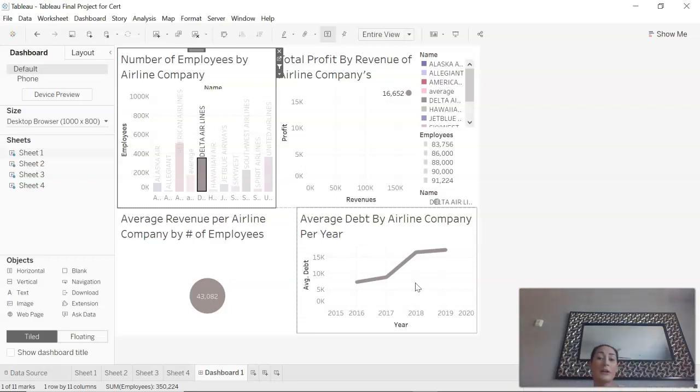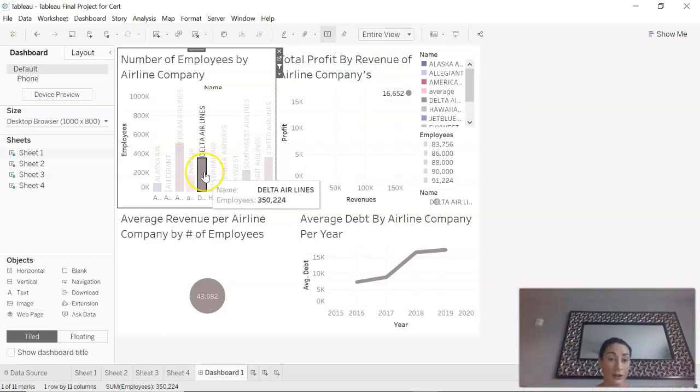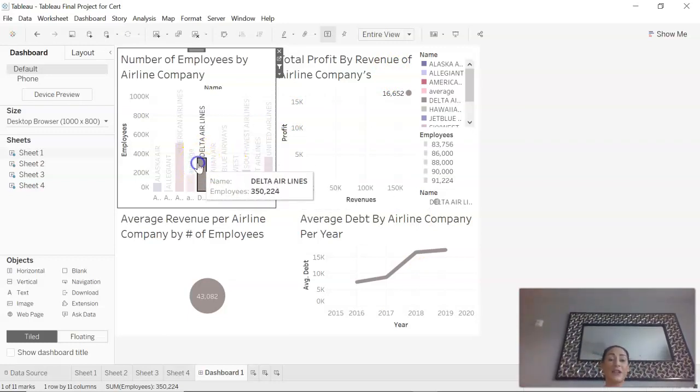Things are changing, but it also can be told that Delta is probably, in the industry, the most favorable to customers, because their profit margins are much larger than that of the largest company, while their debt is about the same. It's actually a lower average than that of American, but their profit margins based on their revenue are just extremely larger.